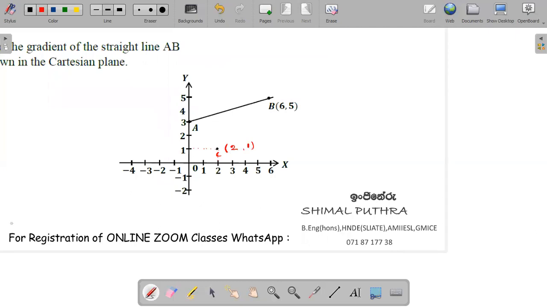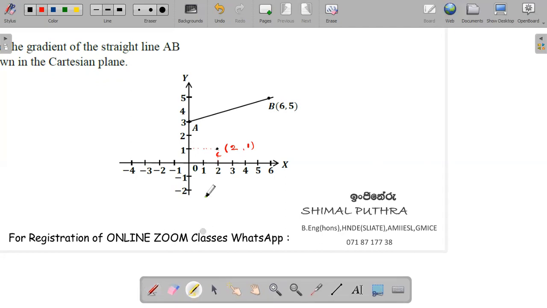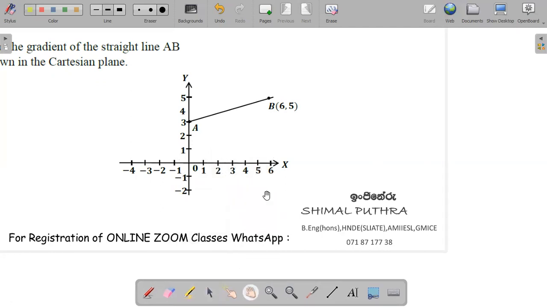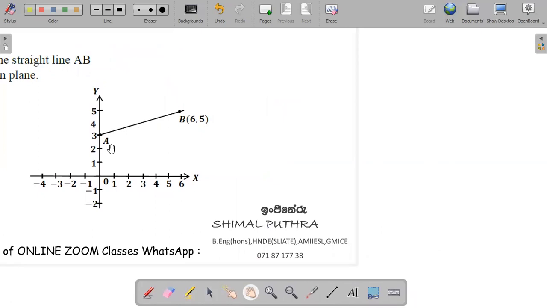This is how we find a point in a Cartesian plane. This is the x-coordinate, and this is the y-coordinate. You need to know that. Then let's come to the point. If we know the x-coordinate and the y-coordinate, we can find the gradient. The coordinates of B have been given. Yes, it is clearly mentioned: the x-coordinate is 6 and the y-coordinate is 5. But for A, they didn't give it.